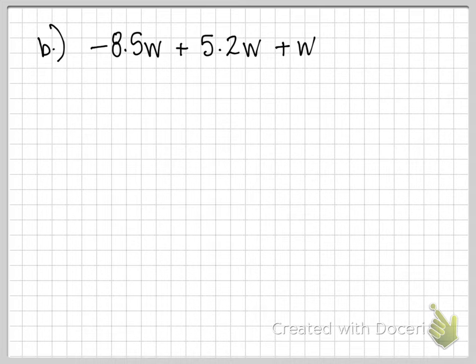Okay, negative 8.5w plus 5.2w plus w. We need to combine the like terms. First of all, how many terms are there in this expression? How many terms are there, Natalie? 3. There are 3 terms. How many like terms are there? How many like terms, Bridget? 3. These are all like terms because they all have a w and they're all raised to the same power. What power is the w being raised to, Ben?